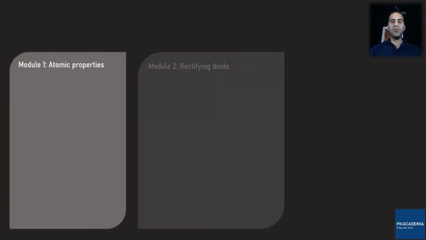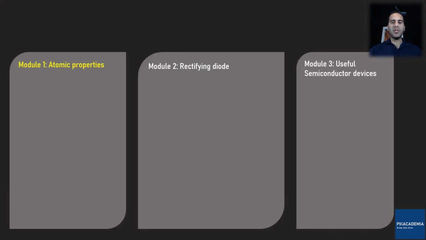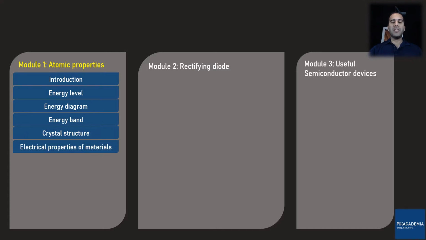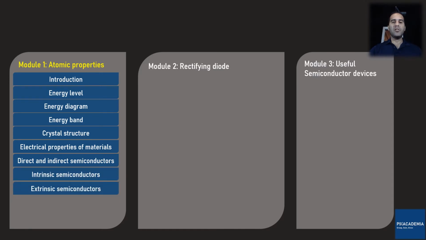This course is categorized into 3 modules. Module 1 mainly focuses on the basic atomic properties of materials, more specifically semiconductors, and provides an introduction to power electronics. In Module 1, you can expect to see an introduction to power electronics, energy level, energy diagram, energy band, crystal structure, electrical properties of materials, direct and indirect semiconductors, intrinsic semiconductors, extrinsic semiconductors, Fermi level and Fermi function, and minority charge carriers.